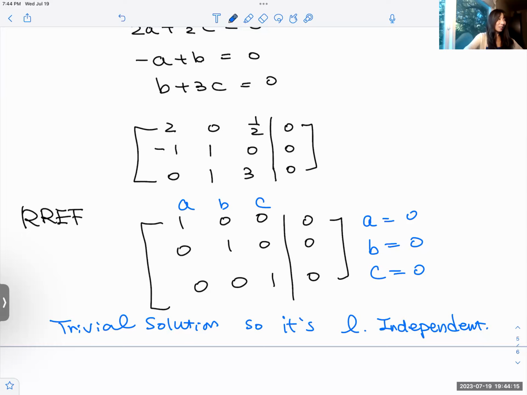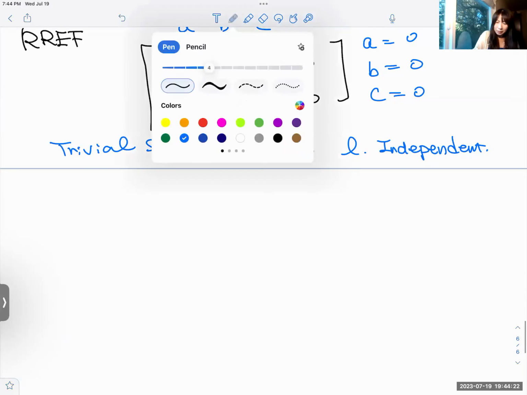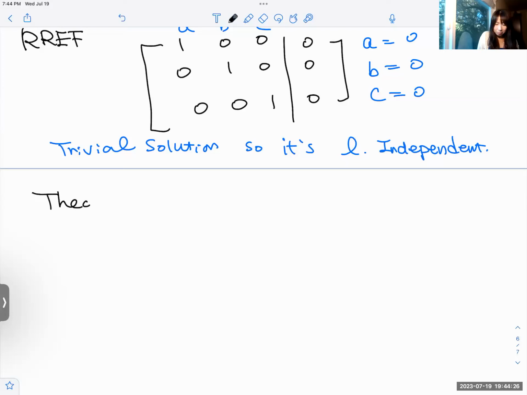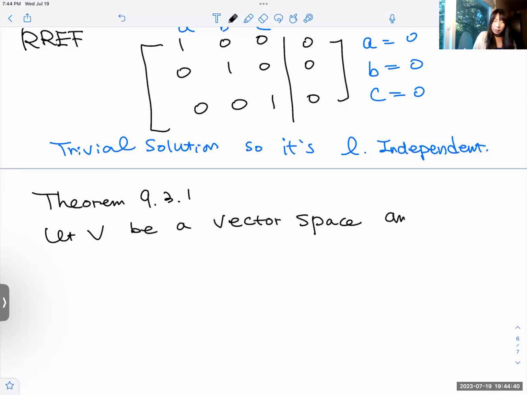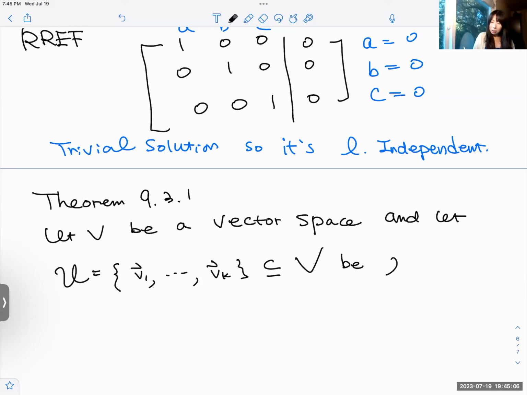Okay, now unique representation. All right, they talk about the span. Theorem 9.3.1. Let V be a vector space and let U equal to {v1, ..., vk} be a subset of V, a linearly independent set.